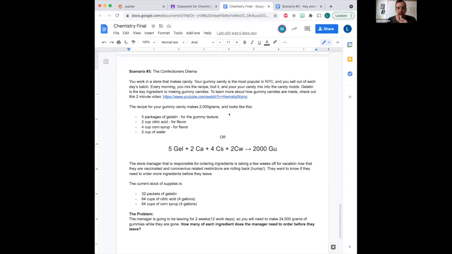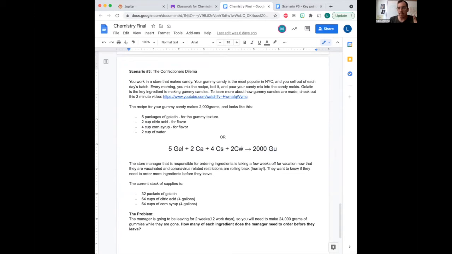So to make candy, we take 5 packets of gelatin. We mix 2 cups of citric acid, 4 cups of corn syrup, and 2 cups of water. So if we made that into a chemical reaction, it would look like this: 5 gel packets, 2 cups of acid, 4 cups of corn syrup, 2 cups of water, and that gives us 2,000 grams of gummies, okay? So I made this look roughly like a chemical reaction.